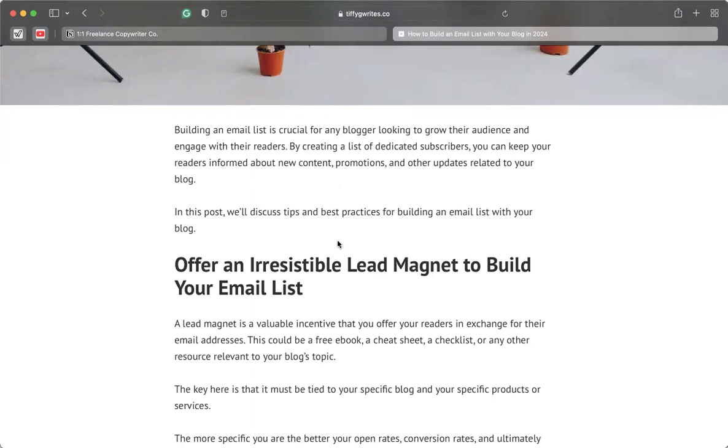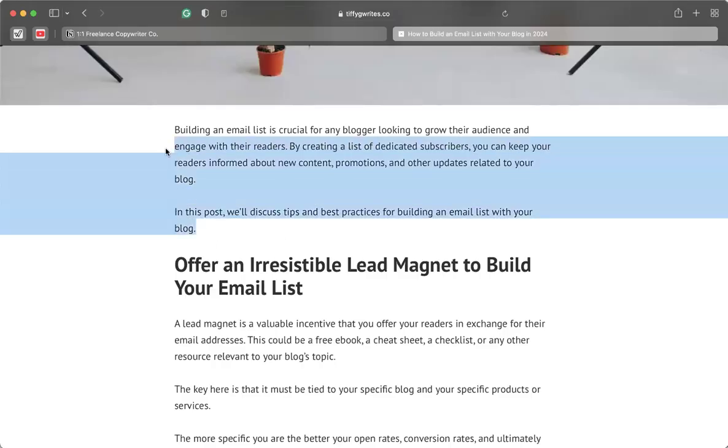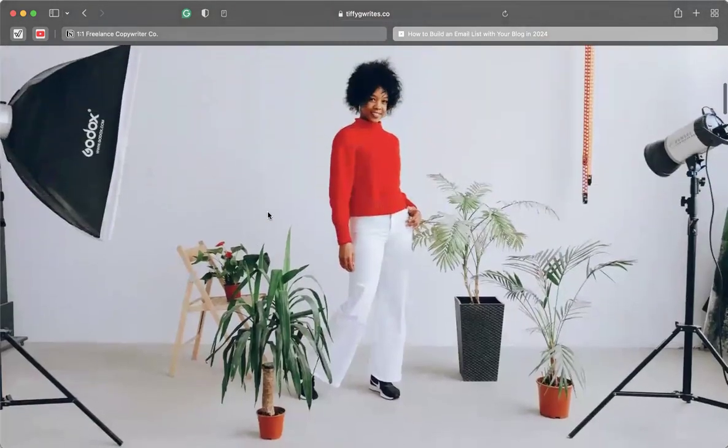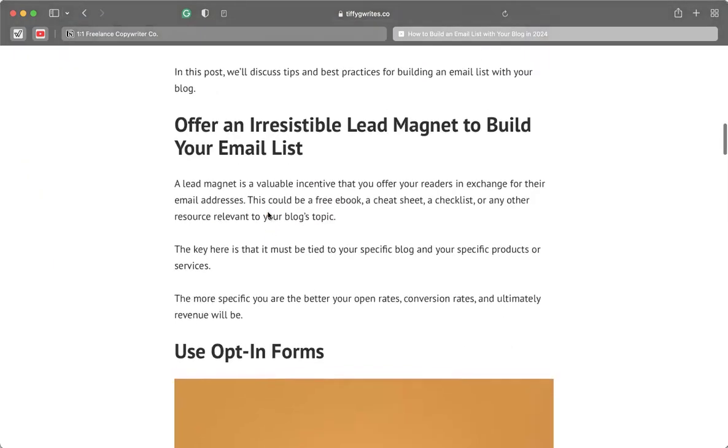Building an email list is crucial for any blogger looking to grow their audience and engage with their readers. By creating a list of dedicated subscribers, you can keep your readers informed about new content, promotions, and other updates related to your blog. In this post, we're going to discuss tips and best practices for building an email list with your blog. Short intro, straight to the point, great photo right there.